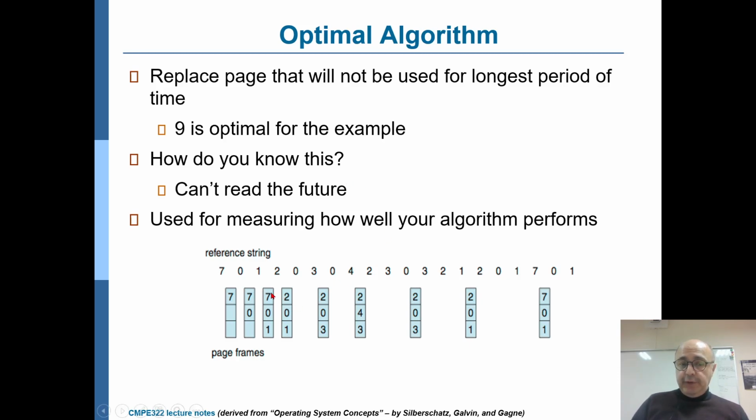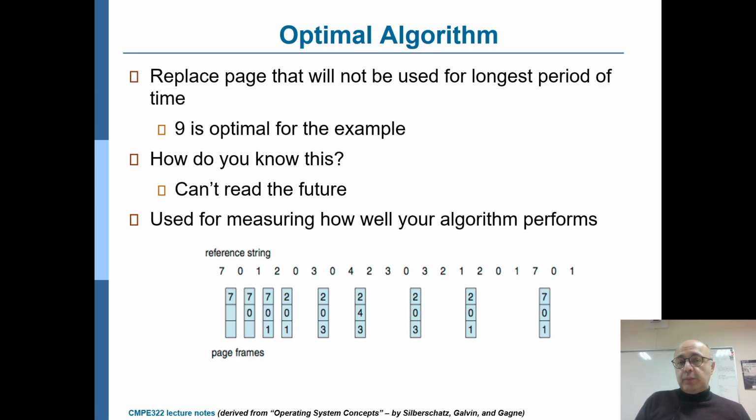Like in the first 3 references, okay, it's obvious, you should place 7, 0, 1 in this order. When 2 comes in, if I know the future, I can look at the future accesses. Now, what do I have in the frames? I have 7, 0, and 1. Which one is furthest in the future? Replace that one. Don't replace one that will soon be needed. I can see that soon I will need 0.